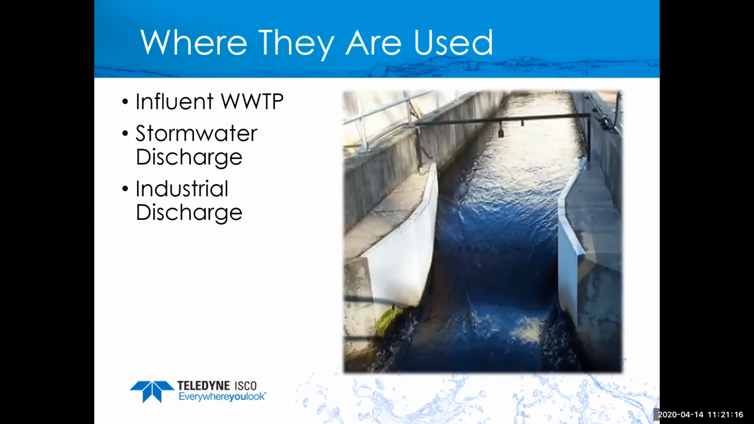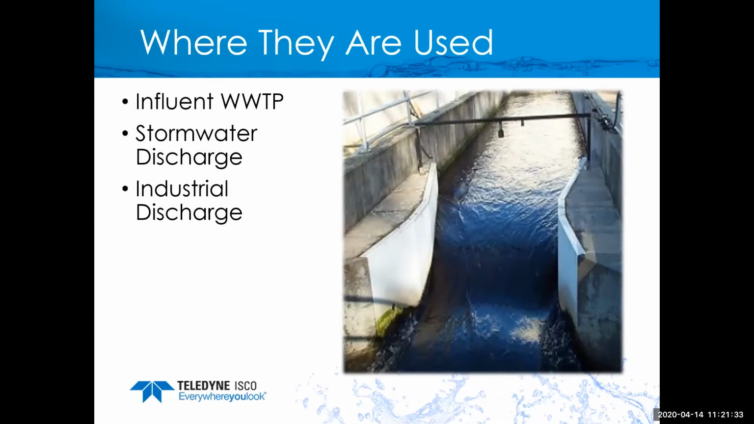So where are the flumes used? Typically they're used at the influent of a wastewater treatment plant, stormwater discharge, and industrial discharge. So why are they used at the influent of a treatment plant? It's because flumes can handle some solids.